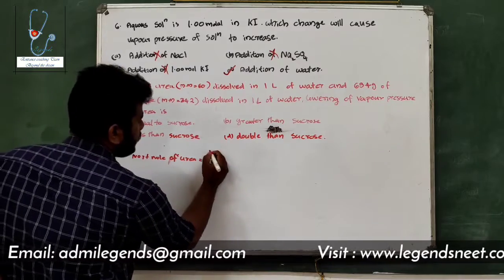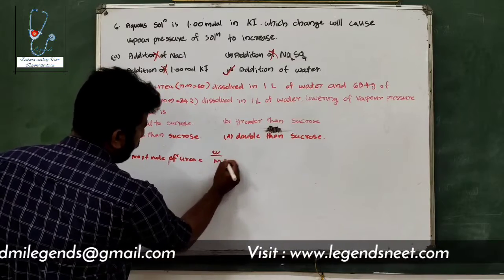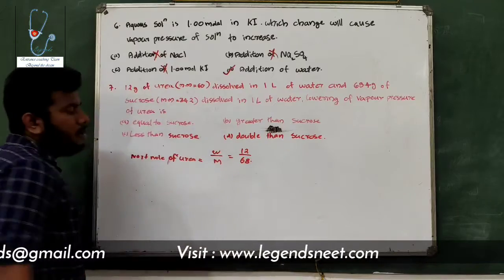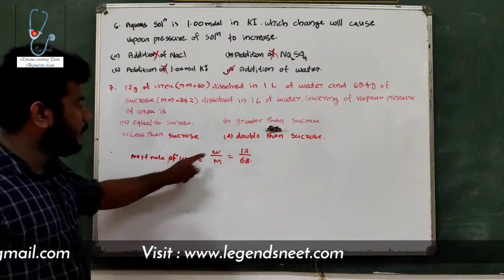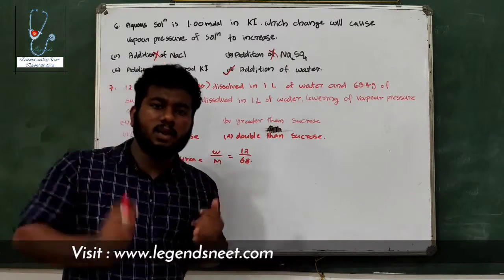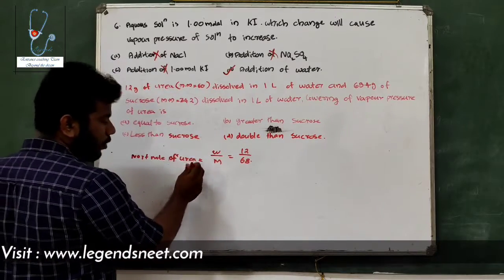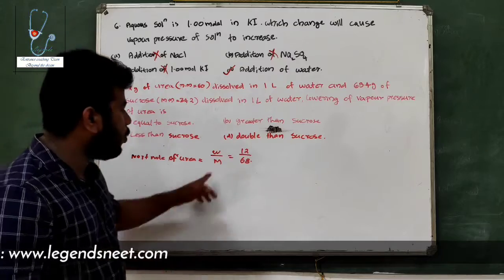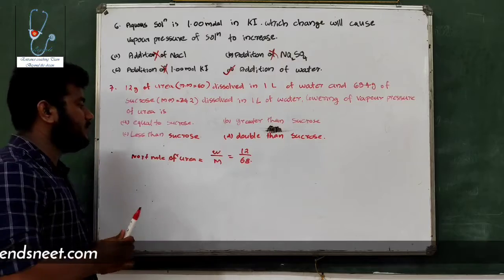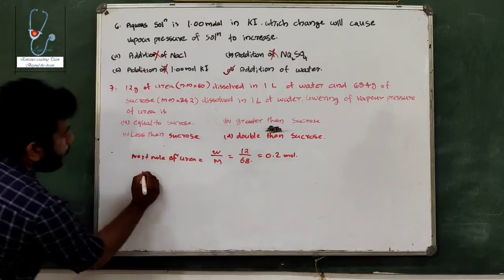Number of moles of urea is equal to given mass by molecular mass, that is 12 by 68. We have an equation to calculate the number of moles, that is given mass by molecular mass. Very simple equation that we learned from 10th, 11th and 12th. Number of moles is equal to given mass by molecular mass, 12 by 68. Given mass is 12 and molecular mass 68. We get 0.2 mole.